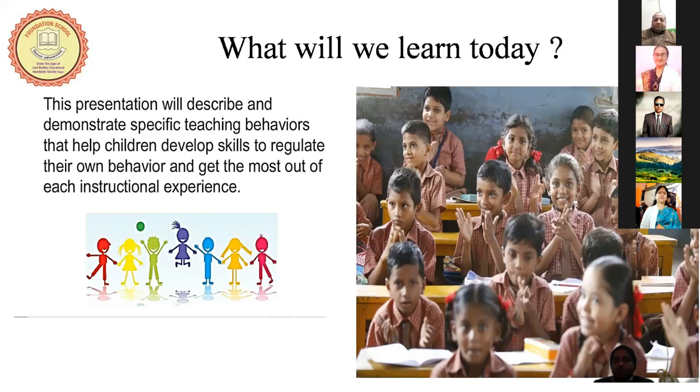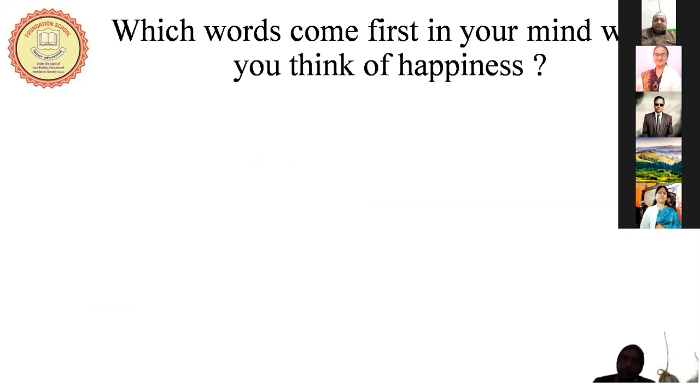So we give so many instructions inside the classroom, but only those instructions which the child likes are accepted by the child. Otherwise, all our instructions which the child does not like are rejected. In that case, how can we make this learning teaching process a happy process? That is what we are going to learn today.